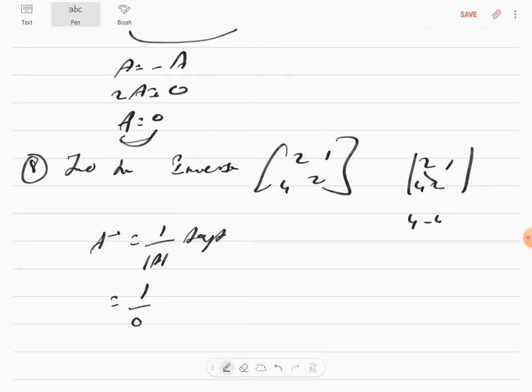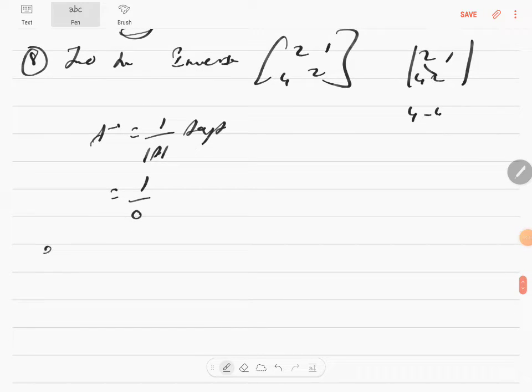Find the inverse of the matrix: 1 by determinant of A into adjoint of A. 2 into 2 minus 4 itself is becoming 0, which means the inverse does not exist. So yeah, inverse does not exist. So let's go to the next question.